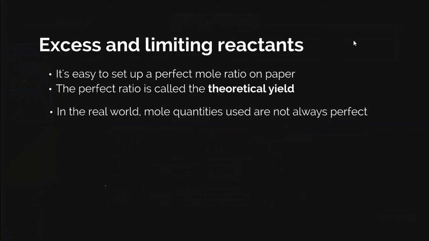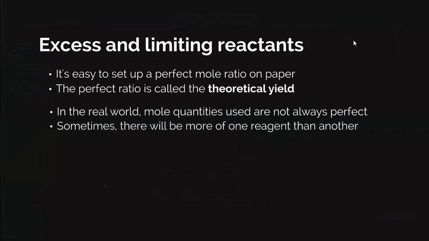Alright, so our amounts are not always perfect. There's got to be a little bit of wiggle room in that too. And so what that comes down to is, especially if you only have 2 reactants, or you can have 2 or more reactants, but there will always be one reactant that we have more of. We have a little bit extra of it.